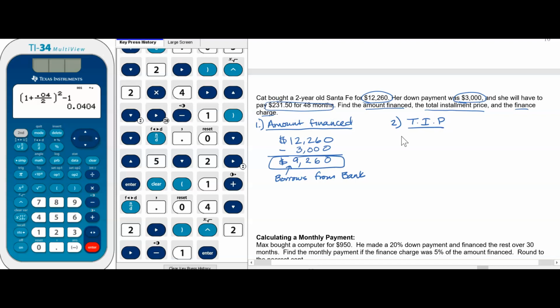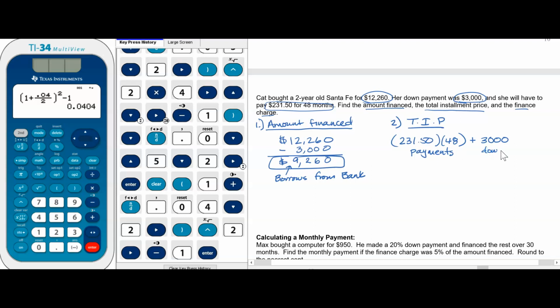So what we're going to do is take her payment amount, $231.50, and multiply that by the number of months that she pays it. So she's going to pay $231.50 times 48 months. And then she also ended up paying that down payment amount. So these are her payments that she pays over 48 months.